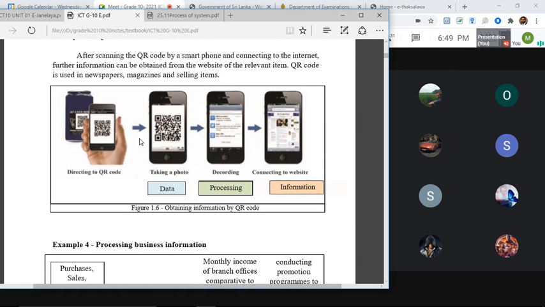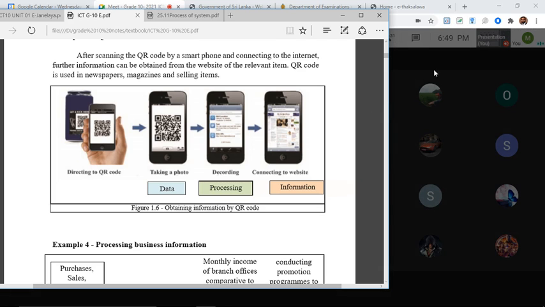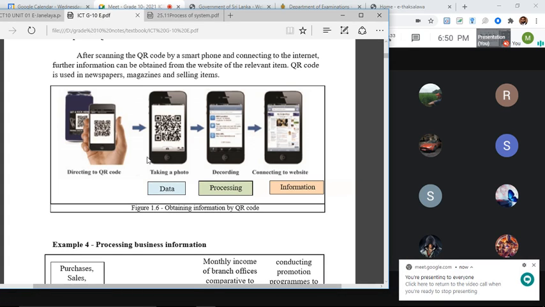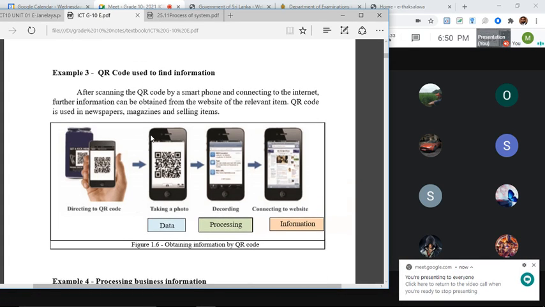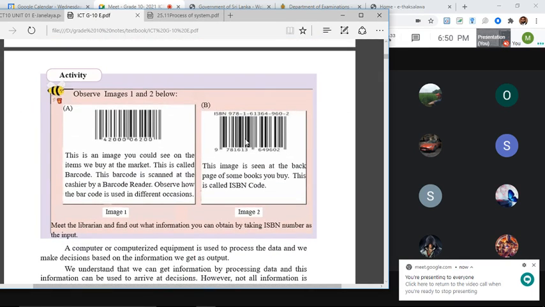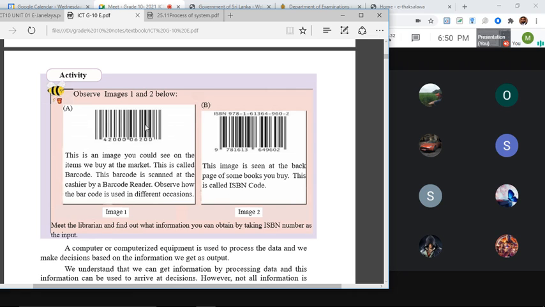We have discussed the process of QR code, right? What will happen with the QR code, quick response code, right? And the same kind of codes are here. Take your book and check, and you can see this kind of symbols. So this we are calling barcodes. With the help of the barcode, what kind of process will happen? With the help of the ISBN number, what will happen? That thing we'll discuss.